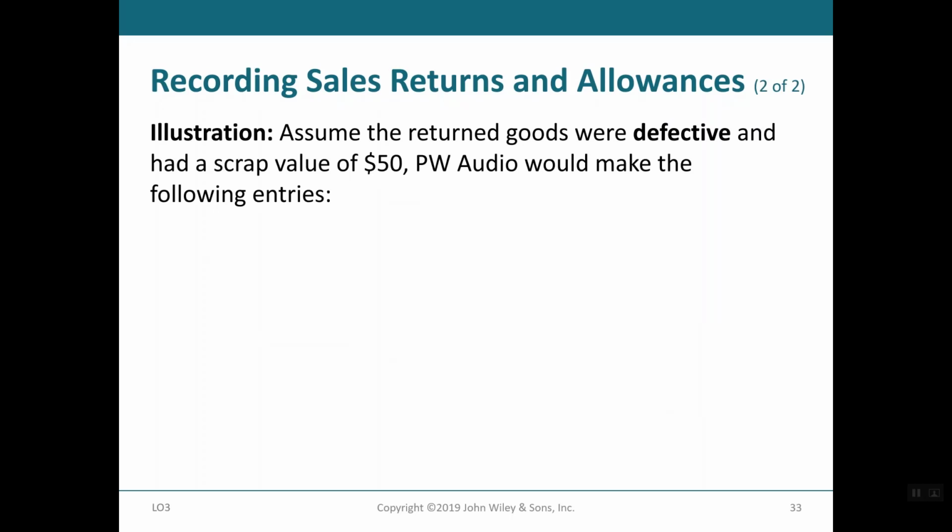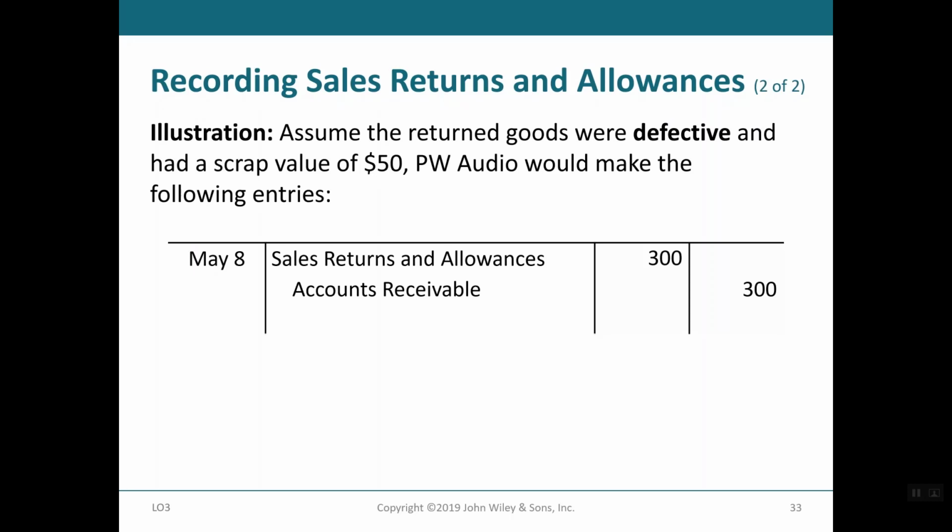So assume the returned goods were defective and had a scrap value of 50. PW Audio will make the following entries. Sales return is still going to be 300. Accounts receivable is reduced, still a credit of 300, but inventory is going to be 50. Cost of goods sold is going to be what? 50, because they were defective and they gave us the scrap value of that good, which is 50.